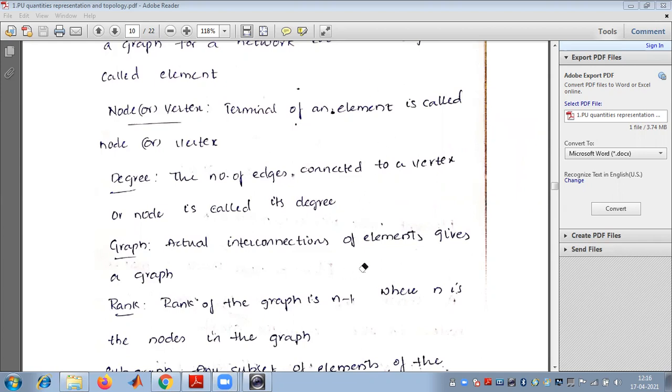Next one is the rank of a graph. Once the graph is constructed, how can we determine the rank of that graph? The rank is nothing but n minus 1, where n is the number of nodes present in the graph. So once a graph is formed, you can determine its rank by calculating n minus 1, where n is the number of nodes in that particular graph. Okay.